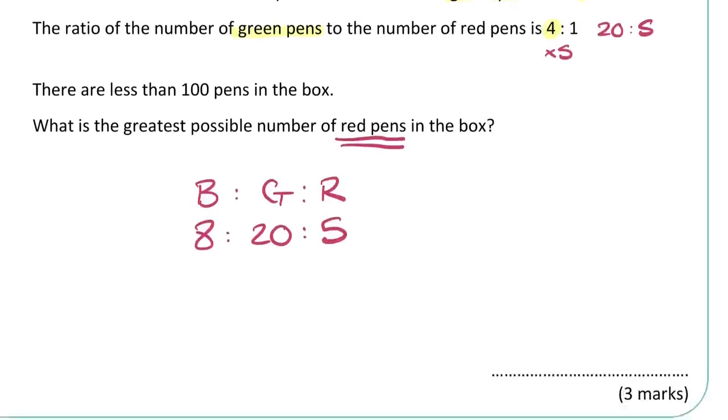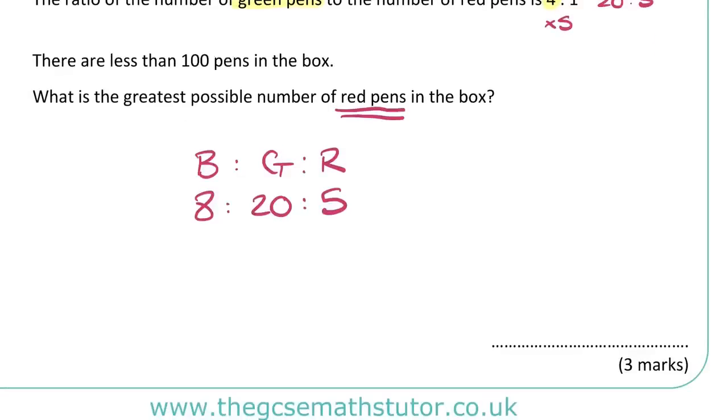It says that there are less than 100 pens in the box. Now, if this ratio was the exact amount of pens, obviously it's multiples of 8, 20, and 5, whichever order we look at it in. But if we add those together, that would be 33 pens. So we can have more than this particular multiple. We can multiply all of these by anything, because there could be double that amount. There could be 66, and that would be timesing them all by 2. If we times them all by 3, that would be 99 pens in total, and that is really close to 100.